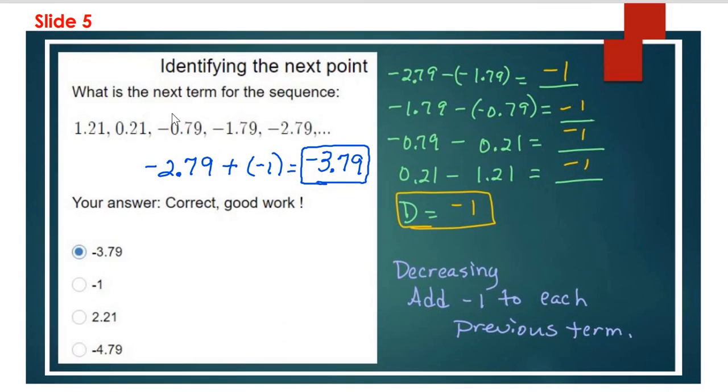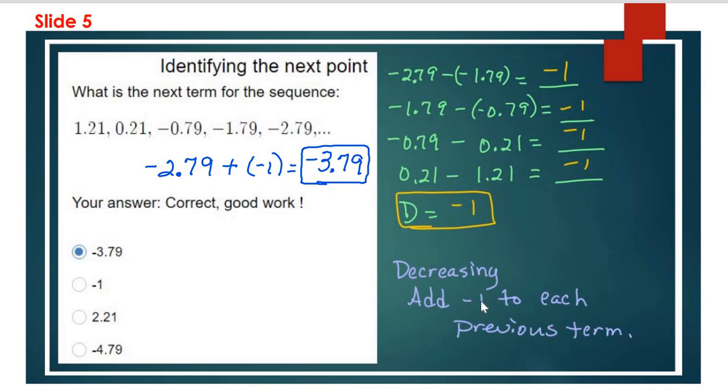Slide number 5. This one you had to identify the next point. The first thing that we're going to have to do is subtract to come up with our common difference. So I put in a negative 2.79 minus negative 1.79, and you come up with a negative 1. Then take the next two terms, negative 1.79 minus negative 0.79, and come up with negative 1, and you're going to go all the way through the sequence to make sure that they did not put in one of these crazy sequences on you that does not give you a negative 1 all the way through. And as you can see, I've already subtracted it, and it gives you a negative 1.